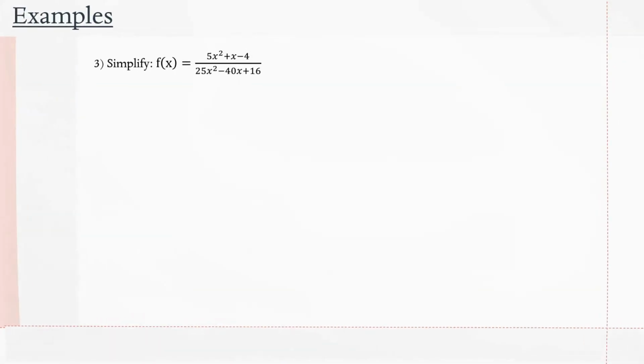Okay, so moving on to question number 3, it says simplify f of x, which equals 5x squared plus x minus 4, all over 25x squared minus 40x plus 16. So here we have a couple of complex trinomials which we have to simplify. So let's factor the numerator first.